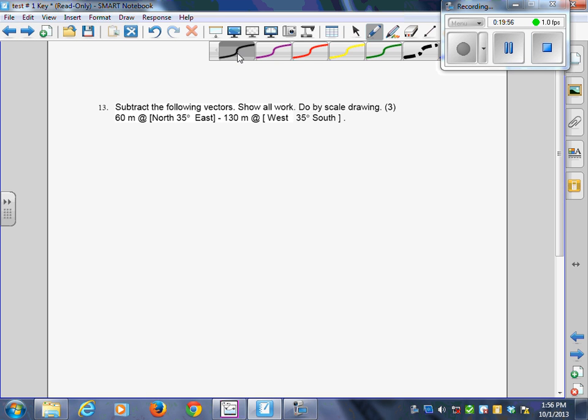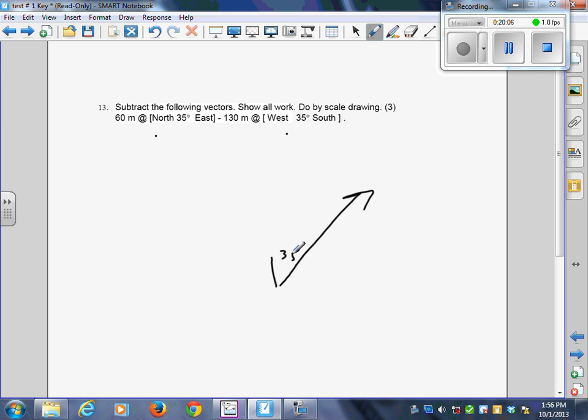Subtract this one minus this one, right? So, north 35 east. North 35 degrees to the east, 60 centimeters long. And then from there, now I go minus west 35 south, but I flip that. So now it's going to be, instead of west, east 35 north.